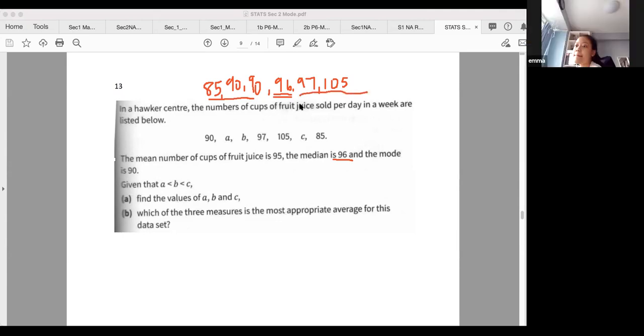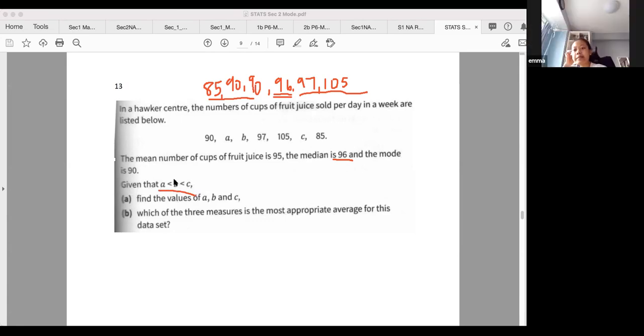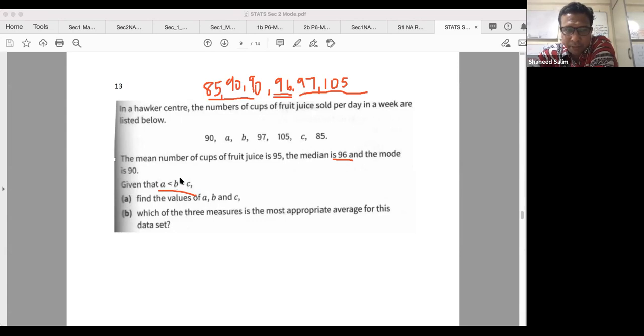That means there are only two 90s, because the mode can be more than two, correct? It might be three, it can be four, but there's now one more unknown, and this unknown is on the right hand side. Do you agree? So now you have six numbers already. And you know what A and B are, right? B is bigger than A, C is bigger than B. So that means C is the biggest. So we assume C is somewhere here.